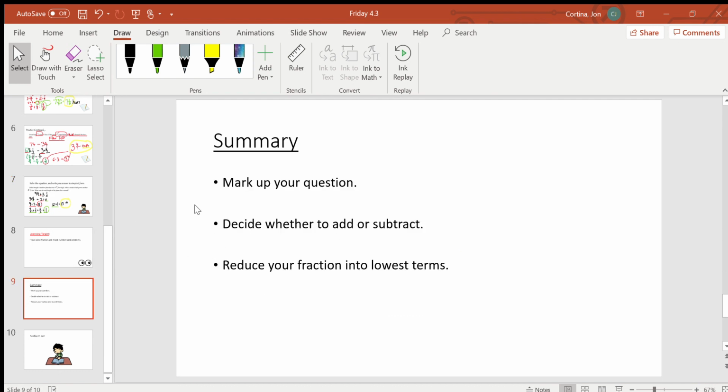Let's take a quick look at our summary. For word problems, we need to mark up your question. We need to decide whether to add or subtract. And the last step is to reduce your fraction into lowest terms.